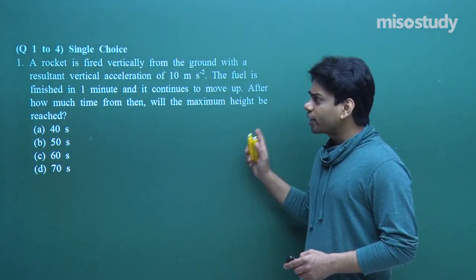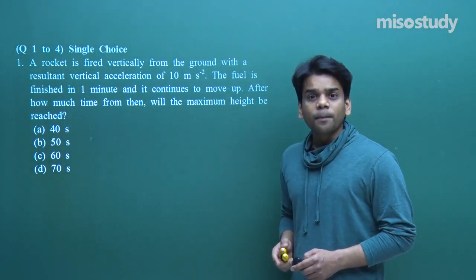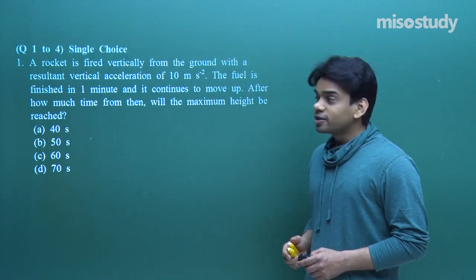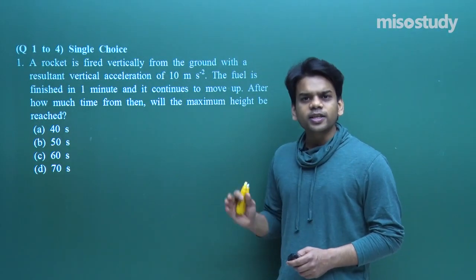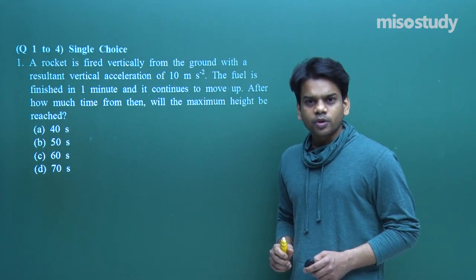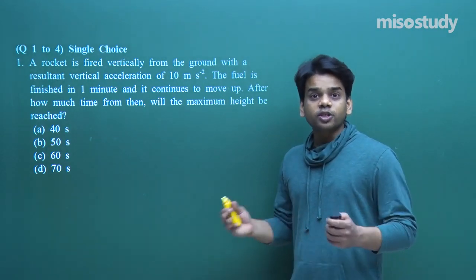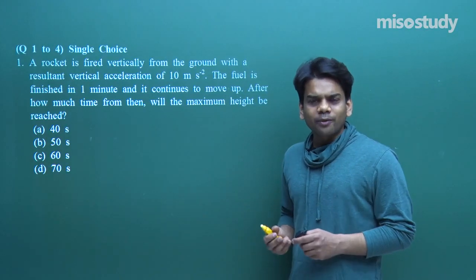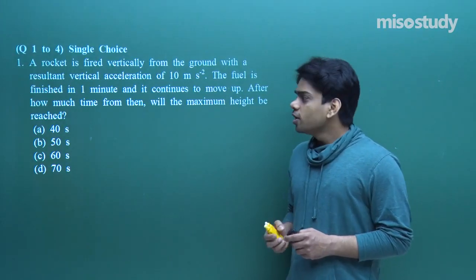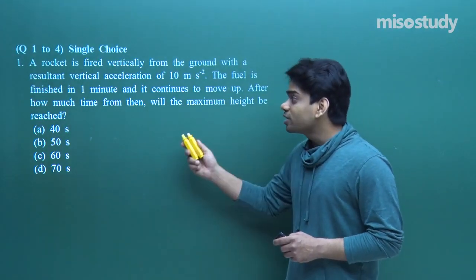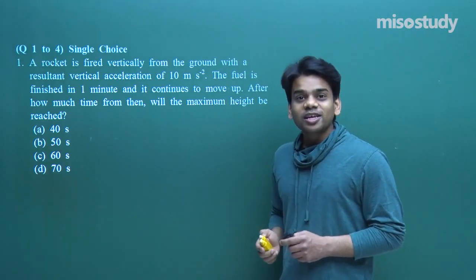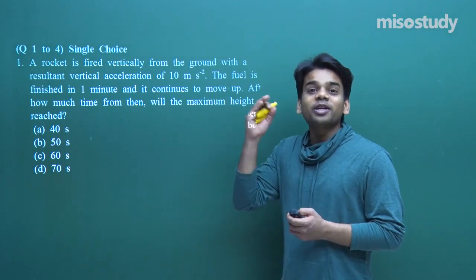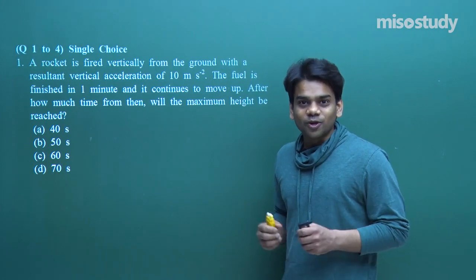I believe you would have read the question and understood its meaning. It says that first a rocket is fired and moves up with some acceleration. For 1 minute the fuel is exhausted, and it continues moving up with the acceleration due to gravity acting vertically downwards. We have to find out after how much time from then the maximum height will be reached, that is, till how much time its velocity is going to be 0.